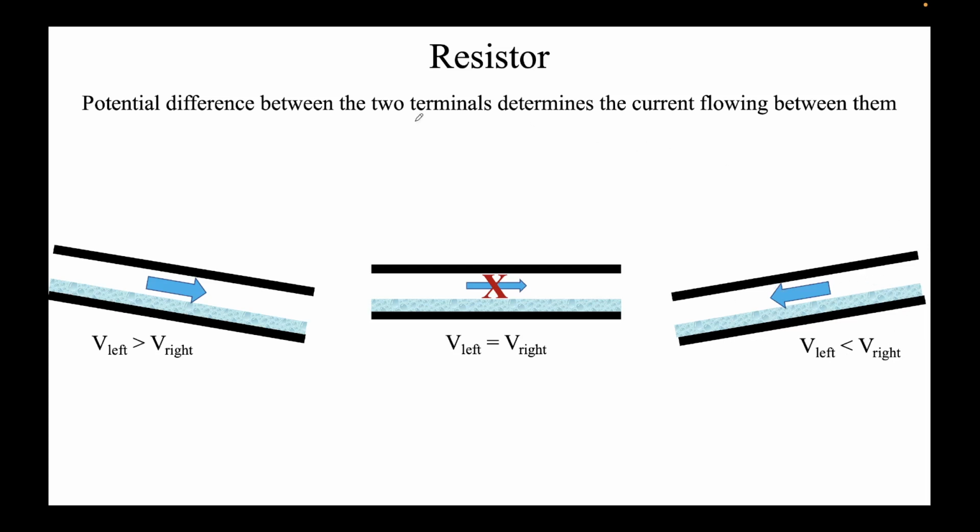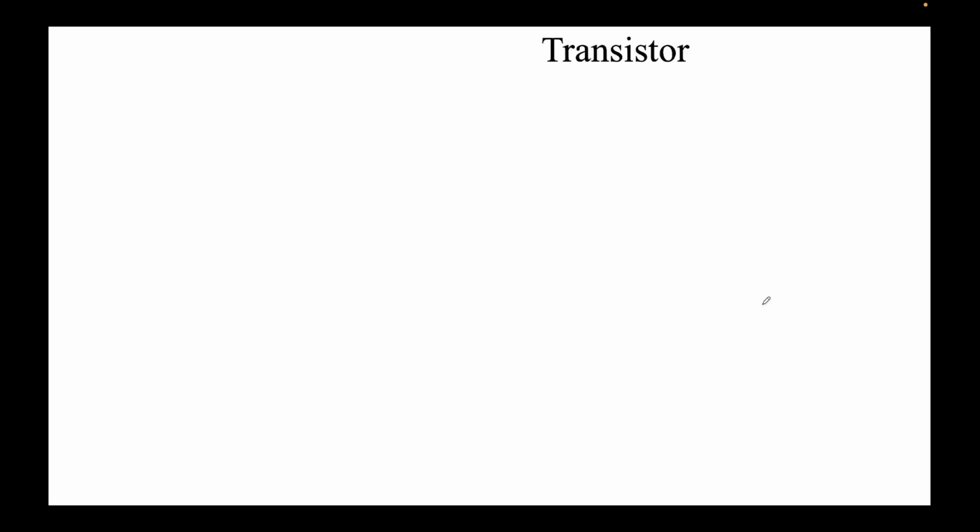So the lesson to be learned here is that only these two terminals, the potential difference between these two terminals, determines the direction of the current and the magnitude also, depending on if we know the resistance of this tube, right? A transistor is a different thing.